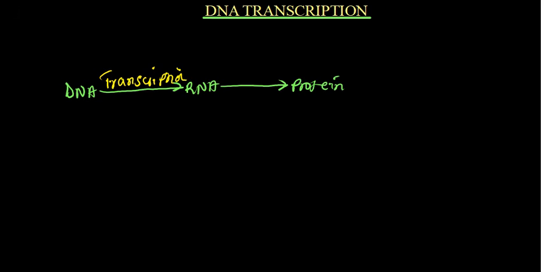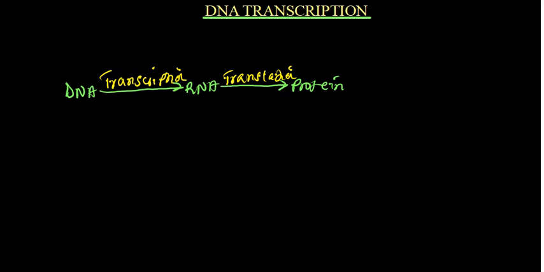From RNA, the information will have to be translated, so this will be our next topic. In our next videos, we'll be looking at translation: how a particular protein is produced and how the information from RNA is translated to produce a protein. What I have here is the central dogma of molecular biology, and our focus for today, as I've already mentioned, is transcription.